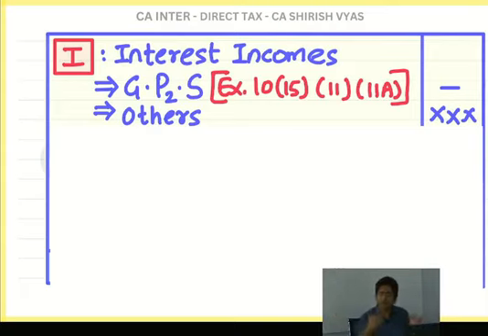Taxable. See, they can give anything. But you have to be formed with gold bonds, POSBA, PPF, Sukanya. Only that is exempt. Rest all will be fully taxable. Interest is over. Next income is royalty.